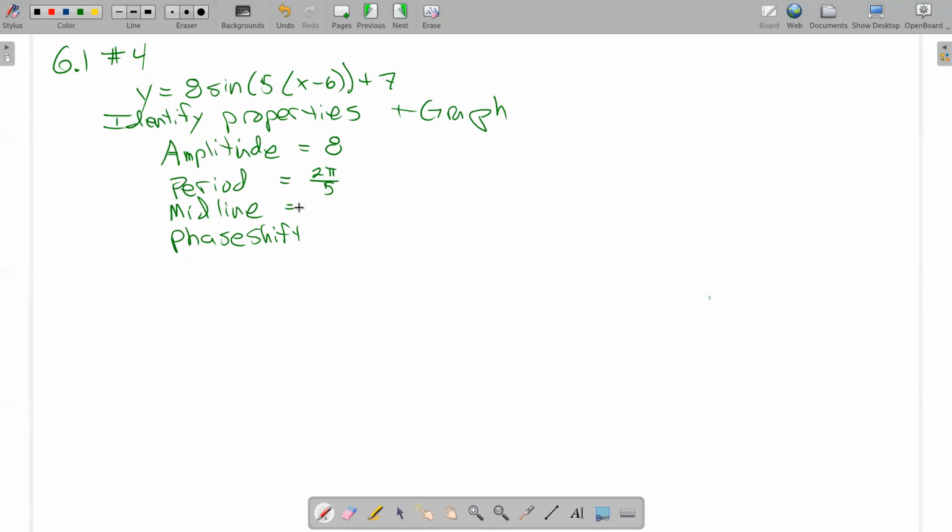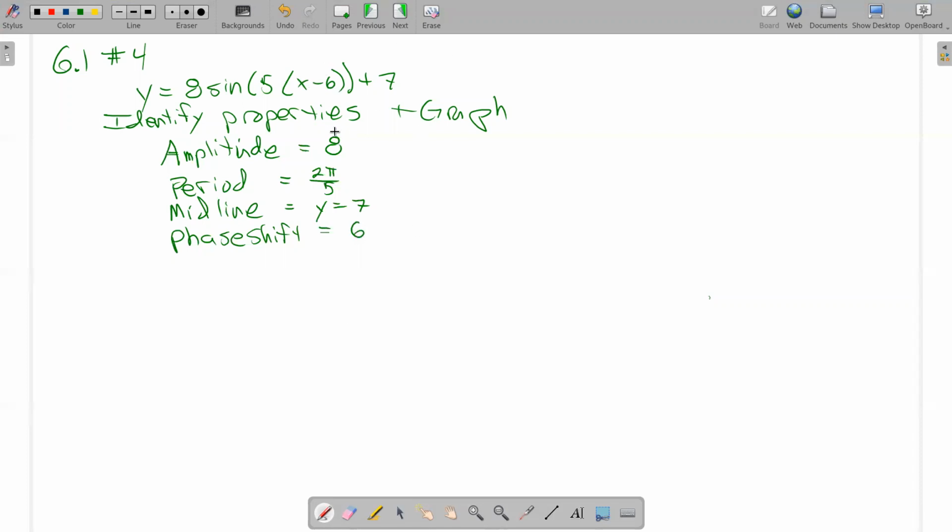Midline is the horizontal line that goes through the middle of the wave, and that's always this plus or minus out here. So the midline would be y equals 7, and that's an equation. And the phase shift is how far it was shifted left or right from where it normally starts. So this one has a phase shift of just 6.